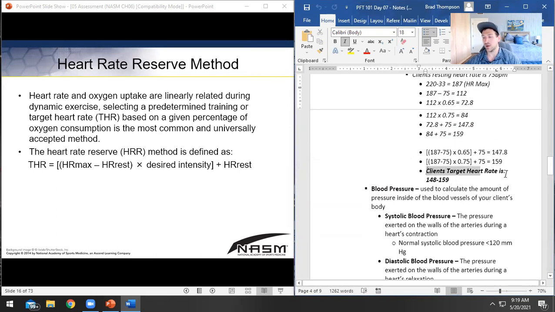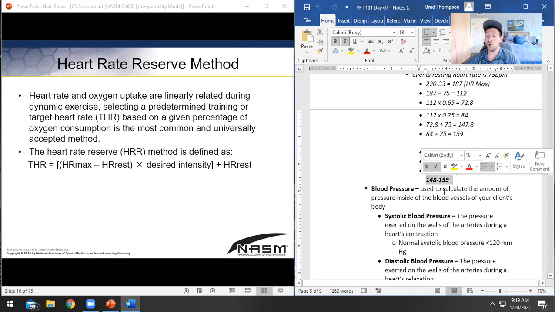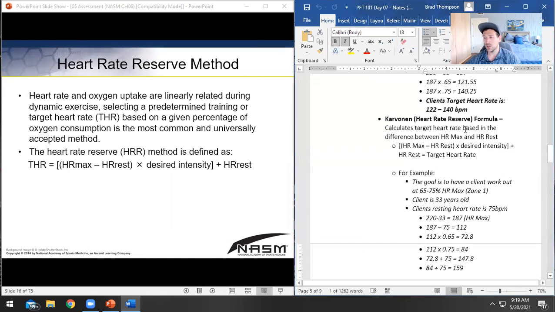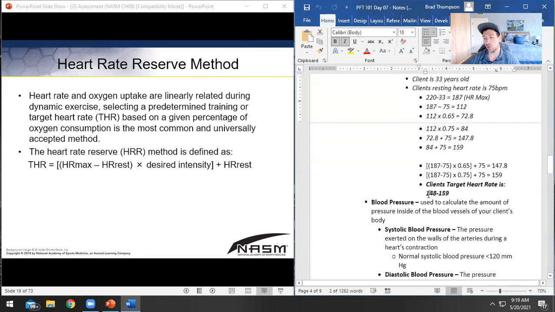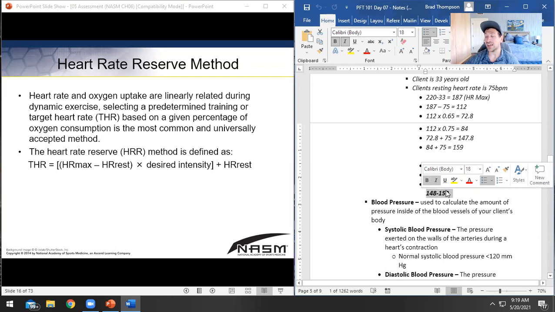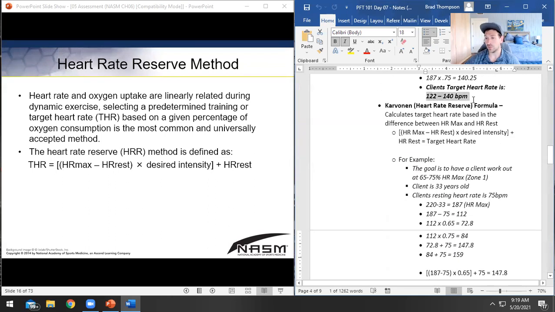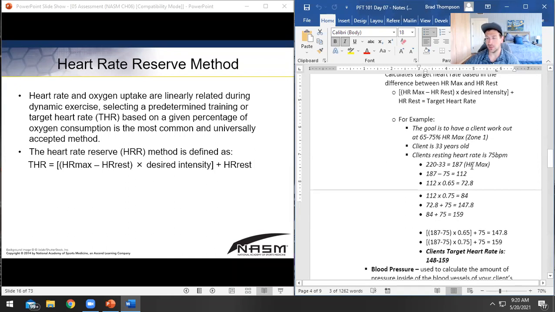So there we go. Our client's heart rate range, and there's the whole formula laid out in one big string, is going to be now 148 to 159. So you can see instead of 122 to 140, we're seeing 148 to 159. This is going to be a much more accurate version. This wouldn't have even been a workout for our client initially, right? This would actually have been a little bit too gentle.